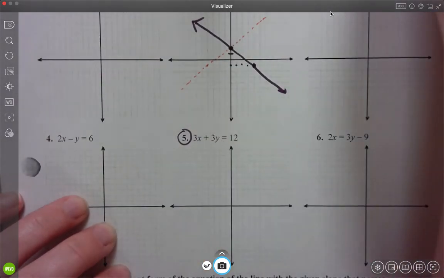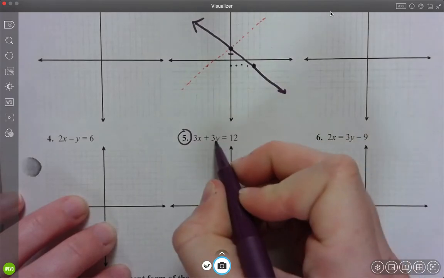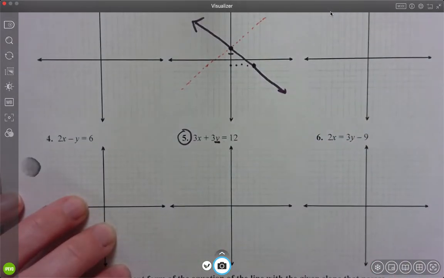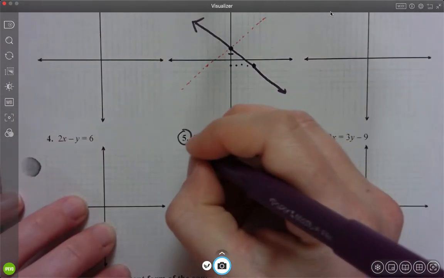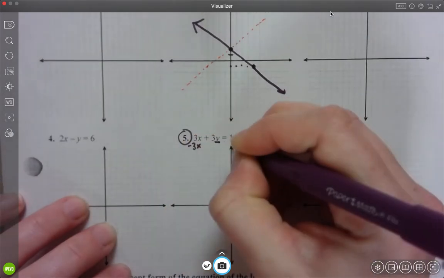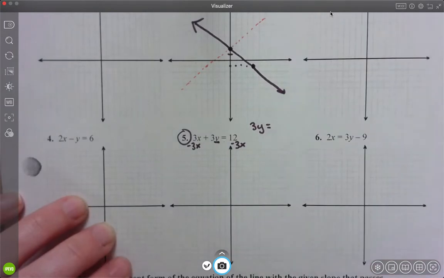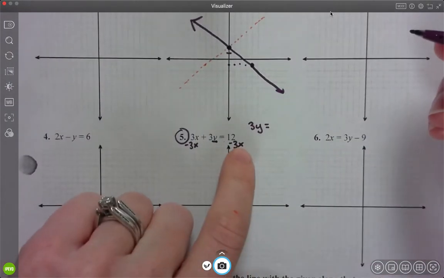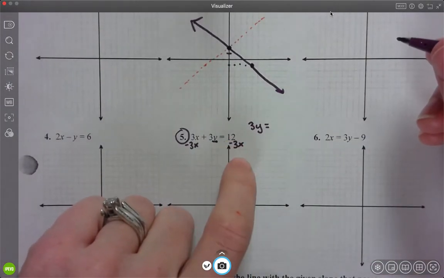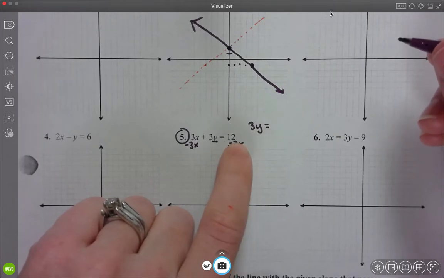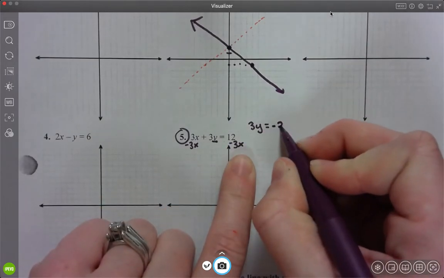Now, what do you do, like on number 5, when you're not in slope-intercept form? Well, we basically have to solve for y. We have to get y by itself, okay? So the first thing I'm going to do is subtract the 3x to the other side, okay? So I'll have 3y is equal to, and I like to write the x first instead of the 12. I cannot add the 12 and the x together because the 12 doesn't have an x behind it. So I would write negative 3x plus 12.